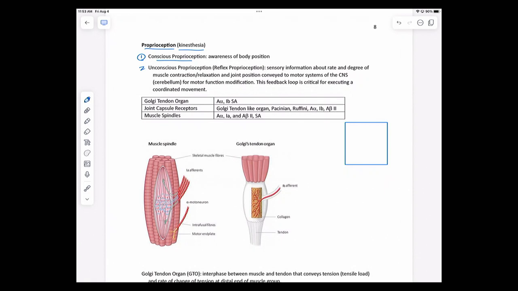The second one is unconscious proprioception, and you'll also hear that referred to as reflex proprioception. That type of proprioception has to do with your tissue, your muscles, your joints and such, talking back to your central nervous system, telling the motor part of your central nervous system what's going on as you try to execute a coordinated movement. So let's illustrate this.